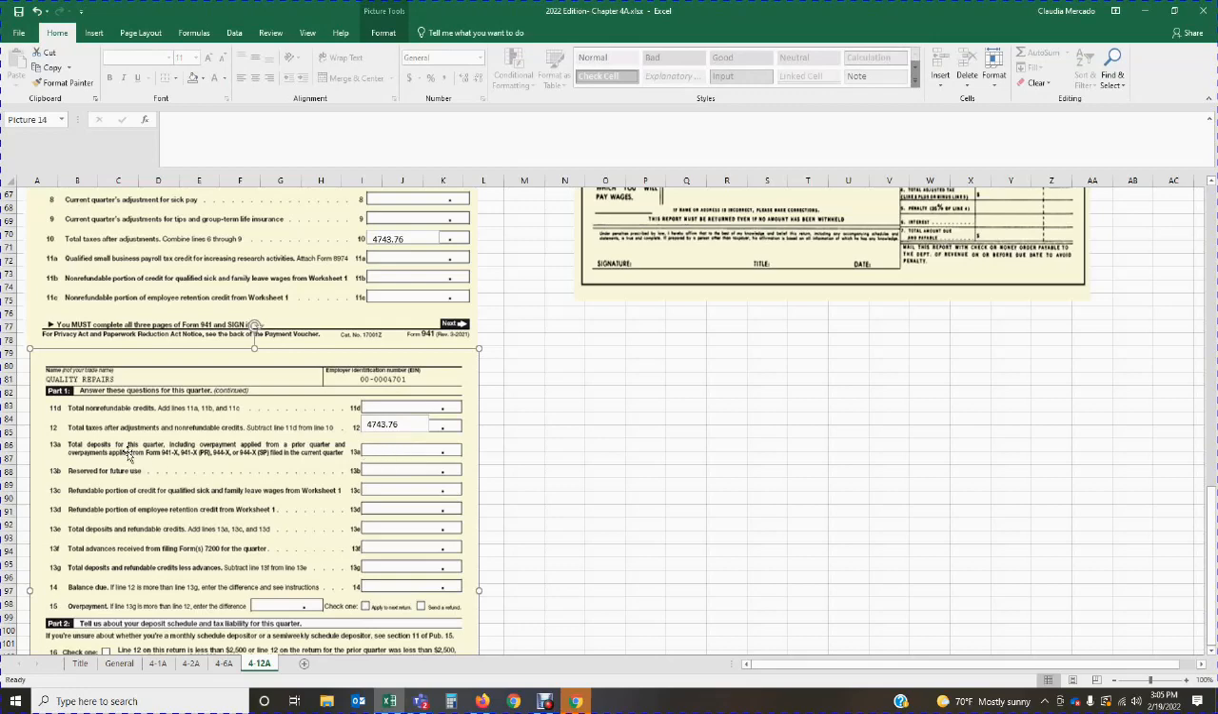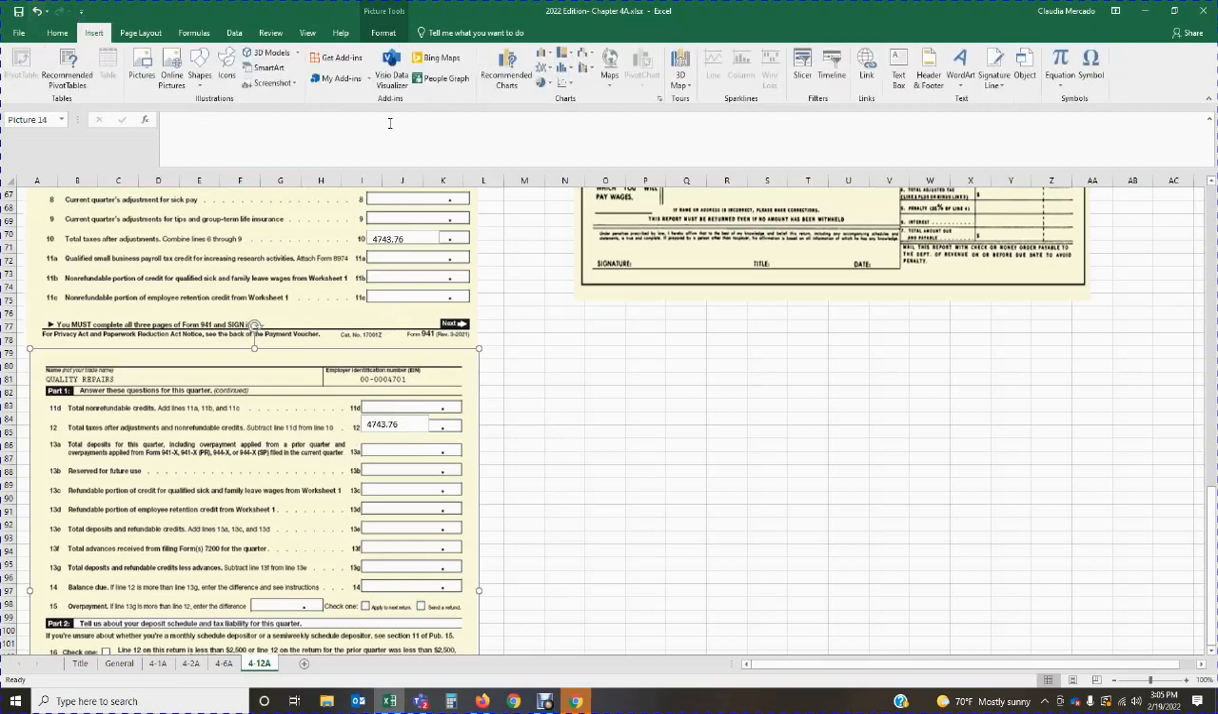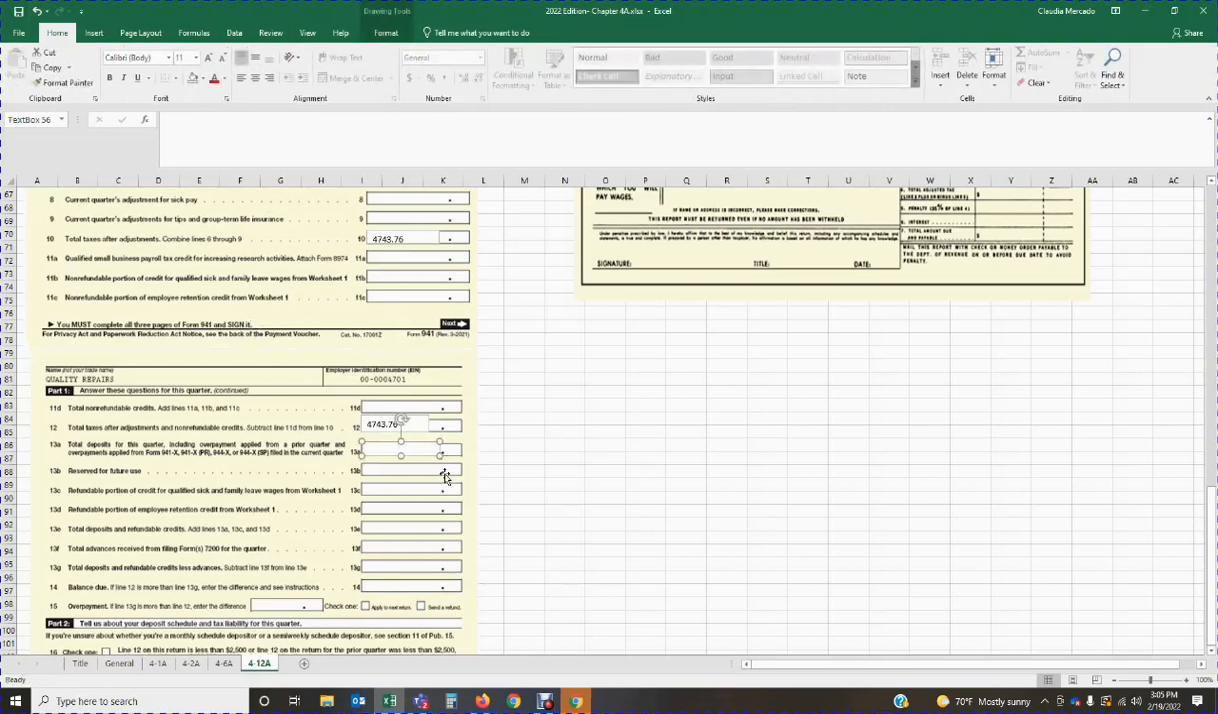Line number 13, total deposits for the quarter, including overpayments applied from a prior quarter. Okay. How many payments were made? We made payments of 4,743.76. Line number 13B, reserve for future use. That is not applicable in this problem. Okay, 13D is also not applicable.